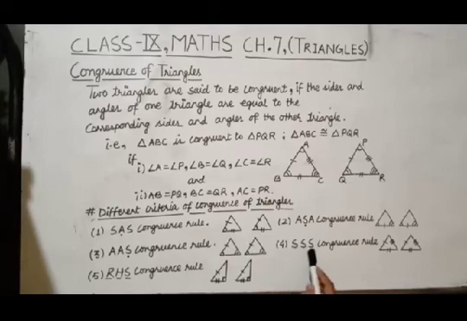Fourth one is triple S congruence rule. Under this rule, two triangles would be congruent to each other if their three corresponding sides are equal.